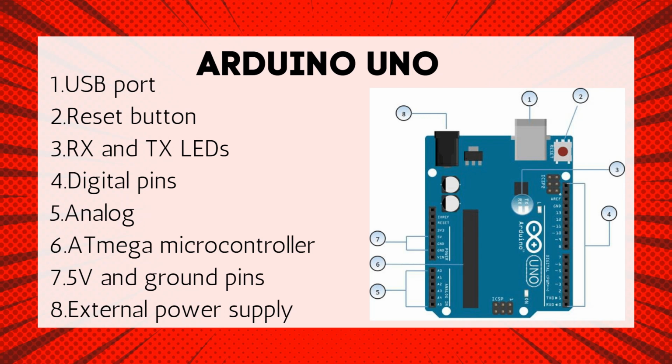Number 6 part of the Arduino Uno is the ATmega microcontroller. Number 7 is the 5 volt and ground pins, which provide 5 volts and ground. The number 8 part of Arduino Uno is the external power supply, which can be used to power the board with a 7 to 12 volt power supply or a battery for standalone application without personal computer USB power. So these are the parts of the Arduino Uno.